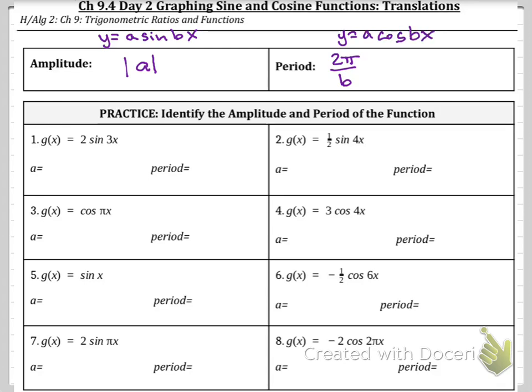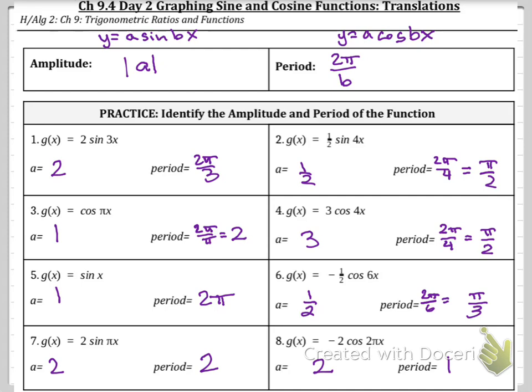x. So what I want you to do in these next examples, 1 through 8, is to just identify the amplitude and the period of the function. So go ahead and pause it and try this out, and then I'll have the answers for you once you return.